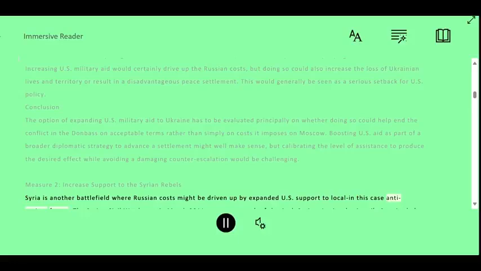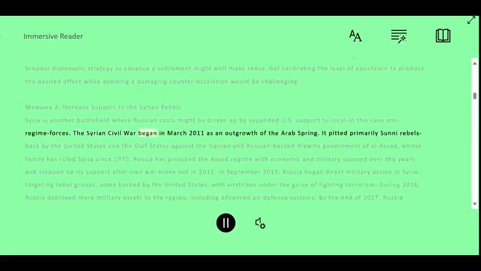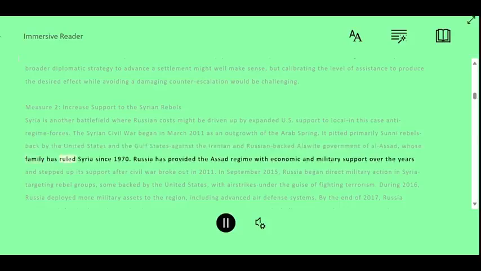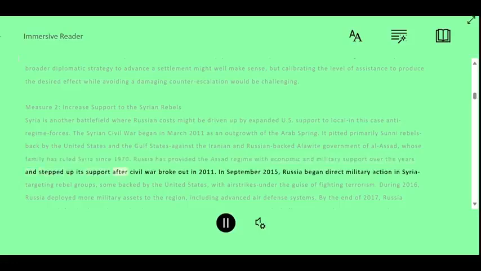anti-regime forces. The Syrian civil war began in March 2011 as an outgrowth of the Arab Spring. It pitted primarily Sunni rebels backed by the United States and the Gulf states against the Iranian and Russian-backed Alawite government of al-Assad, whose family has ruled Syria since 1970. Russia has provided the Assad regime with economic and military support over the years and stepped up its support after civil war broke out in 2011.